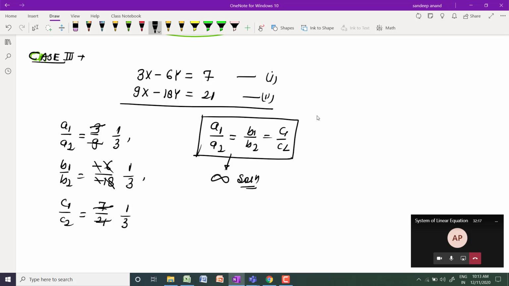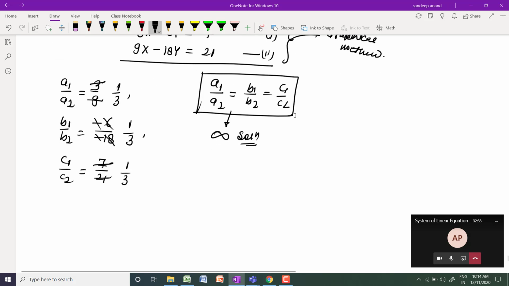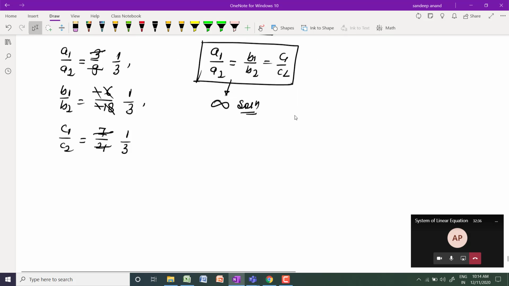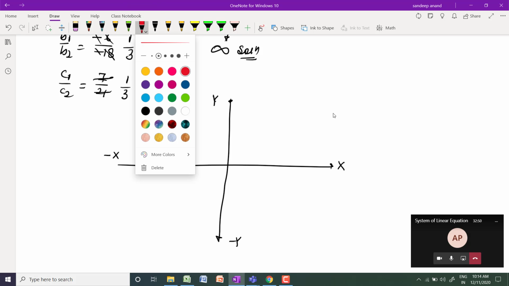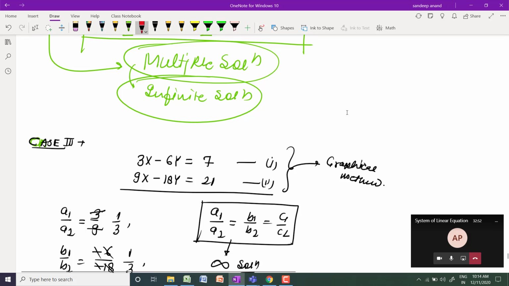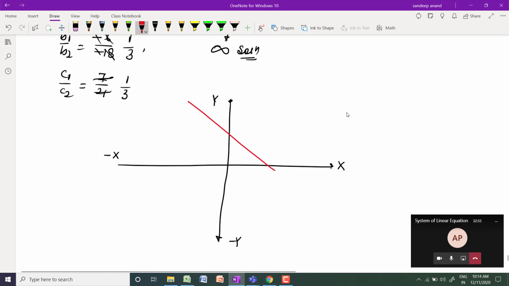Now look at the screen, and suppose I ask you to solve this linear equation by the graphical method. Then what will you get? In the graphical method, when you solve this problem, look at the screen, this is the graph with 4 coordinates: positive x, minus x, positive y, minus y. In the first equation, if you draw the first equation line, you will get a line like this.